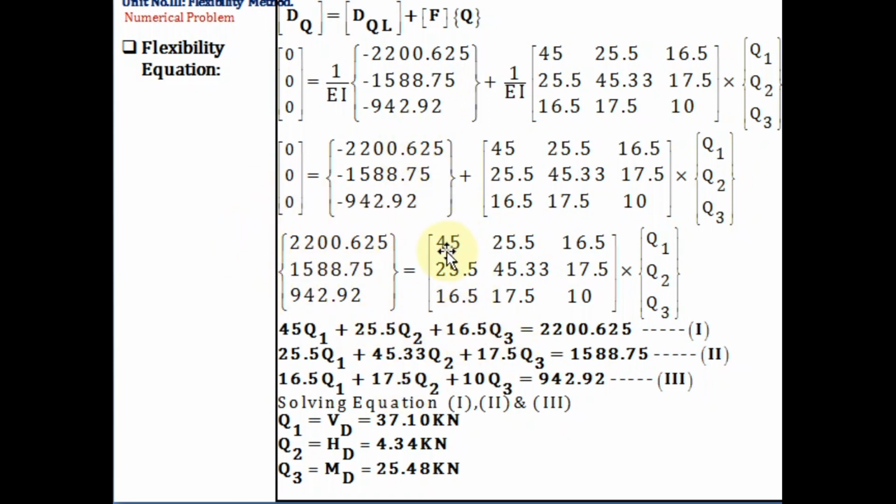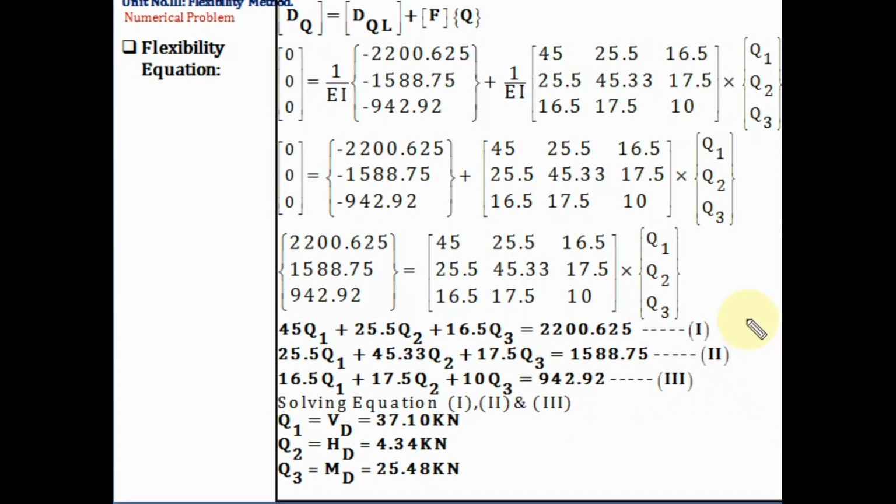Now you have to multiply these two matrices, row by column. So 45 into Q1 plus 25.5 into Q2 plus 16.5 into Q3 equal to 2200.625. Now the second row: 25.5 into Q1, 45.33 into Q2, 17.5 into Q3 equal to 1588.75. Next, 16.5 into Q1 plus 17.5 into Q2 plus 10 into Q3 equal to 942.92.